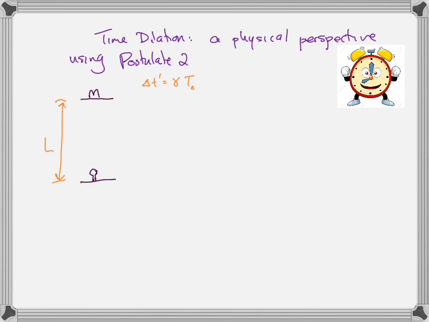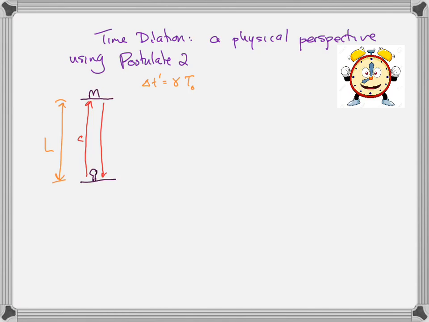And ask the question, how much time does it take the light, if I turn the light on, or if I just have a flash of light, how long does it take the light to get from the light bulb to the mirror on the ceiling and back to the floor again? So we're going to have a flash of light, bounce up, bounce down. How long does that take?